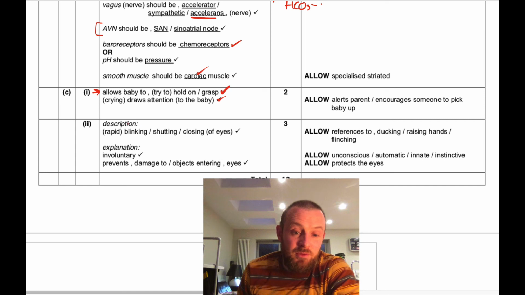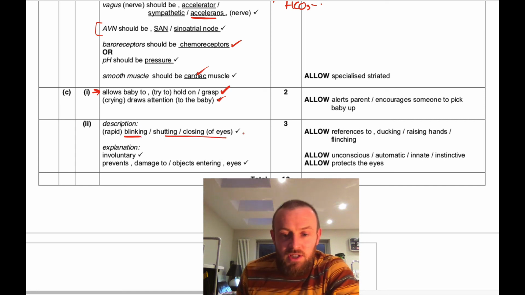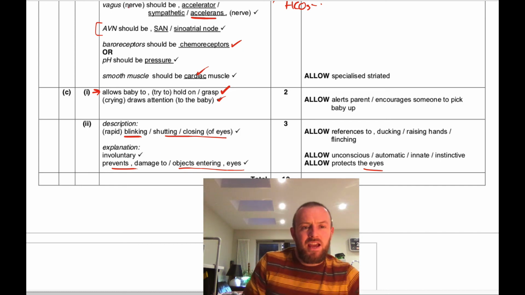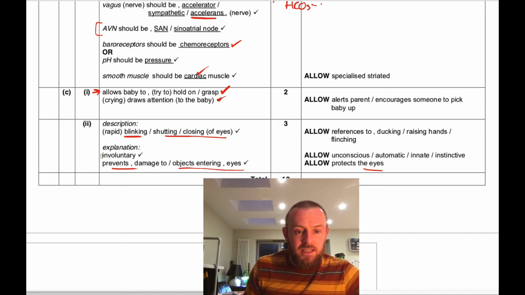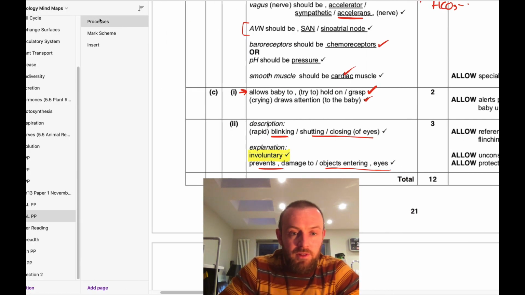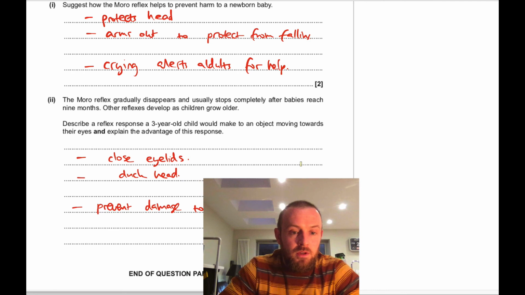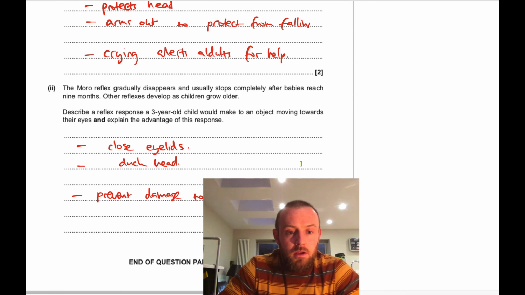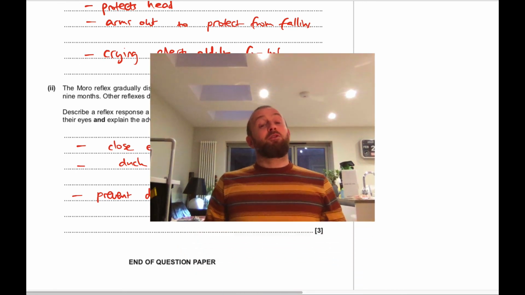Okay, the description here was looking for blinking or shutting or closing of the eyes. Prevents damage to objects entering the eyes, or protects the eyes or the tissue around the eyes. And the explanation is that it's involuntary. I didn't say that. I need to say that it's an involuntary action. So I think they only would have got 2 out of 3 for that one. Yeah. Okay, so that is the full paper.